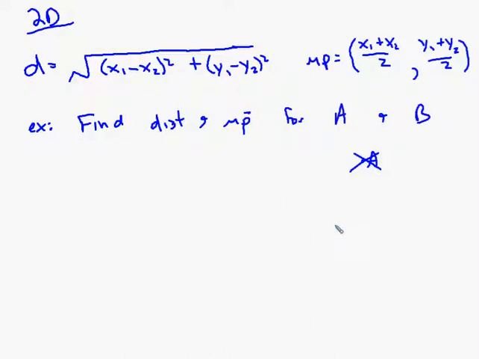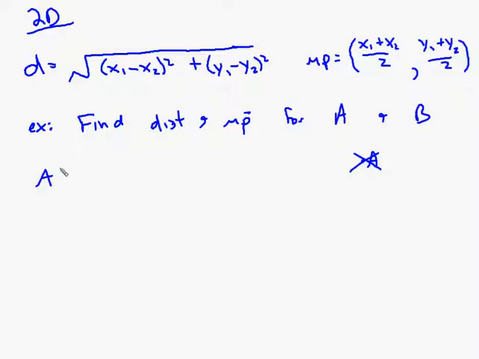How many points do you need to name a line? 2. How many points do you need to name a ray? 2. How many points do you need to name a segment? 2. Right. How many points for a plane? 3. Should you use 3 points to name a line? No. No. 2. All right. So anyways, I digress.